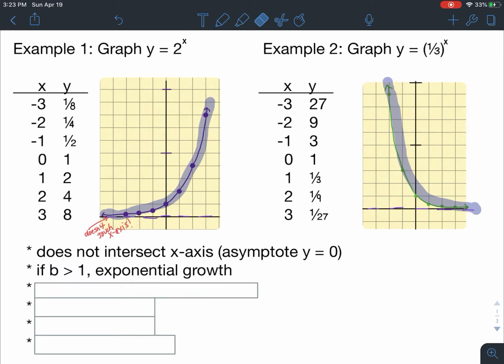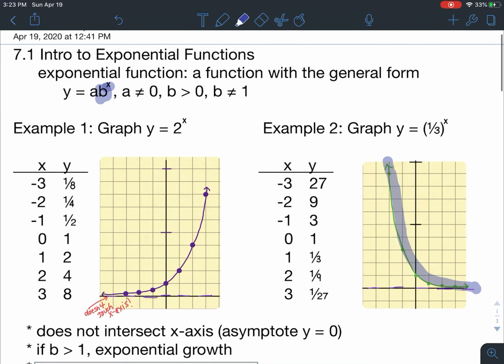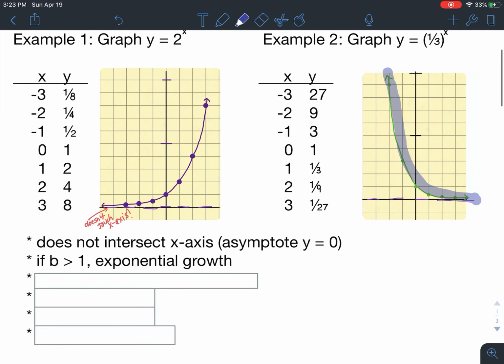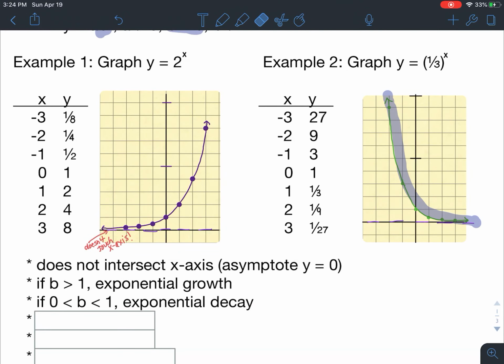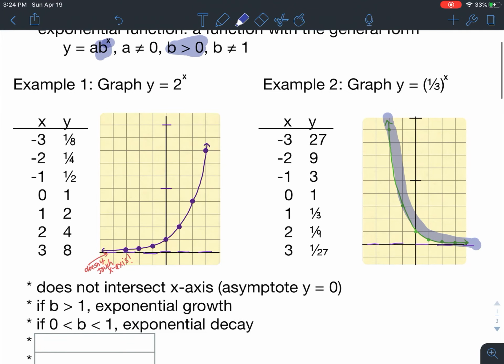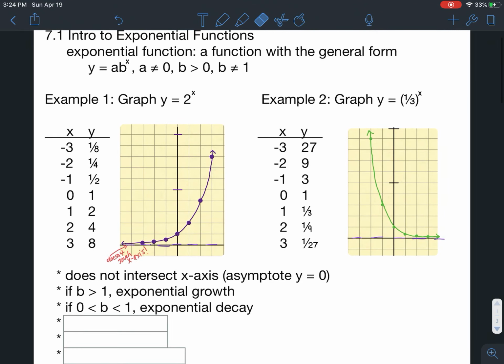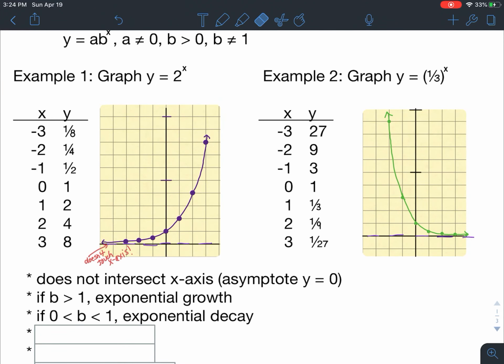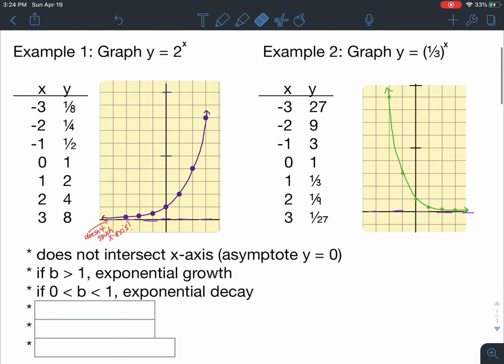So when B is greater than 1, it's an exponential growth graph. If B is less than 1 but greater than 0, because remember, B has to be greater than 0, so basically if B is a fraction, then that's exponential decay. That means the y values, whatever they represent, are decreasing over time, but in an exponential way. Okay, let's talk about the domain.